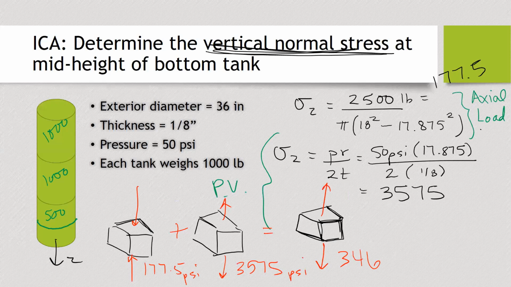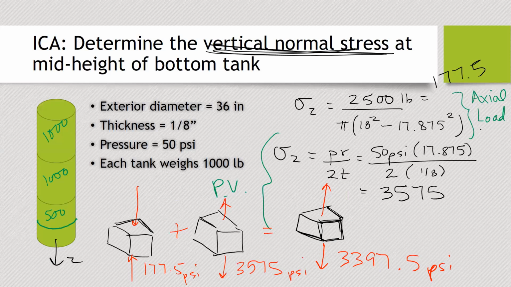Am I close? Did you get something, Eddie? One of these should be negative, right? If you have compressive, that should be a negative stress. So the net result should be smaller than this tension stress. 3397.5. Okay, perfect. So which one did you assume to be negative?